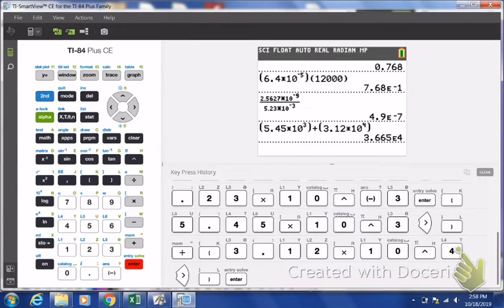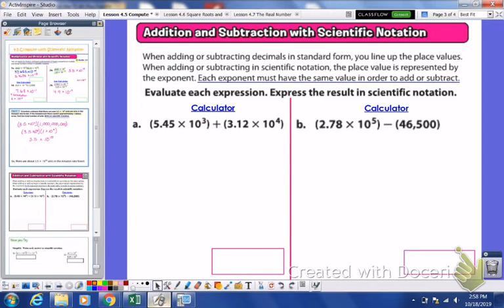We wanted to express our result in scientific notation. The calculator is still in scientific notation because I did not change the mode yet. So our answer is 3.665 times 10 to the 4th. Okay, so subtraction will be the same way. 2.78 times 10 to the 5th minus 46,500. Again, if you did not have a calculator that worked with scientific notation, you would need to convert this first piece first and then subtract just like normal.